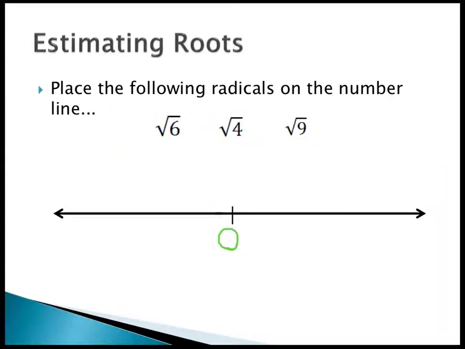So this question asks us to place the square root of 6, the square root of 4, and the square root of 9 on the number line. Immediately, we might see that two of these are a lot easier than another. This square root of 6, we don't know any number that multiplies by itself to give us 6. Whereas 4 and 9 we do know because they're perfect squares. So if on our number line we have our whole numbers, we can find places for these.